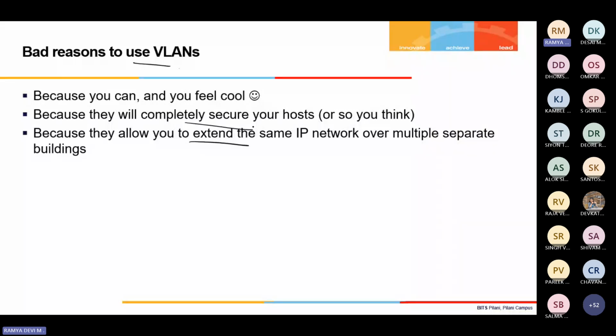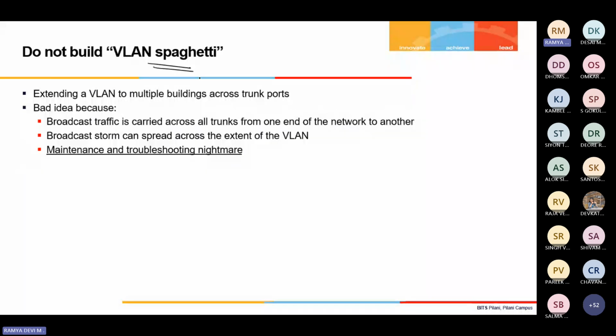You have to plan them appropriately. So extending the same VLAN across multiple buildings using trunk ports, broadcasts from one device are forwarded to all the trunks and all the buildings in that VLAN. Definitely it will waste bandwidth and increase congestion, and it can lead to a broadcast storm.